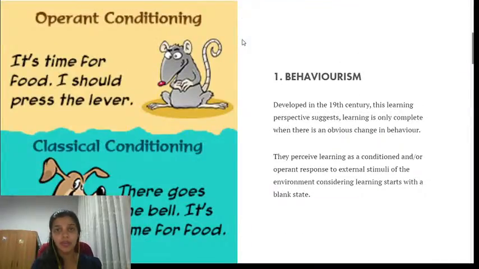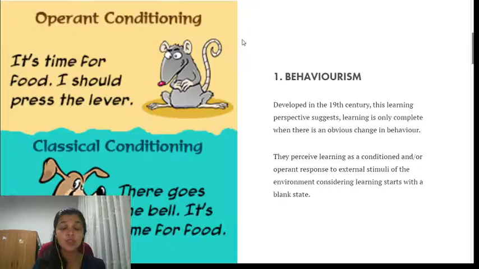Talking about behaviorism, this theory or perspective was developed in the 19th century, and here what they suggest is that learning is only complete when there is an obvious change in behavior. So they perceive learning as a conditioned or an operant response to environmental stimulus. So learning starts with a blank state.